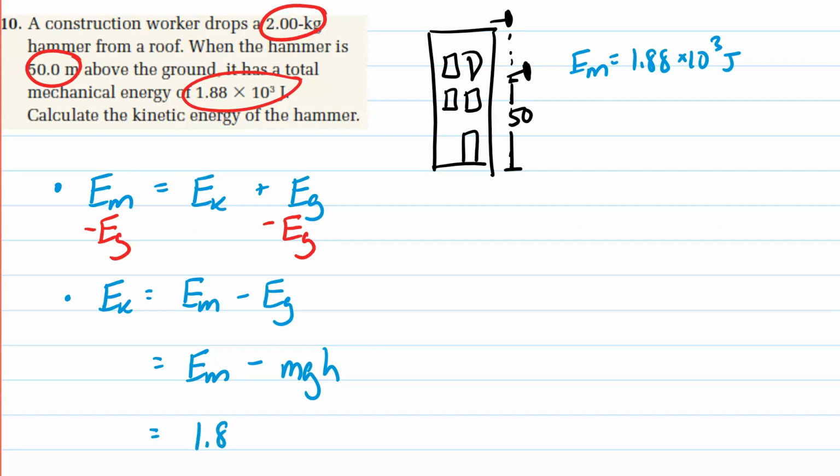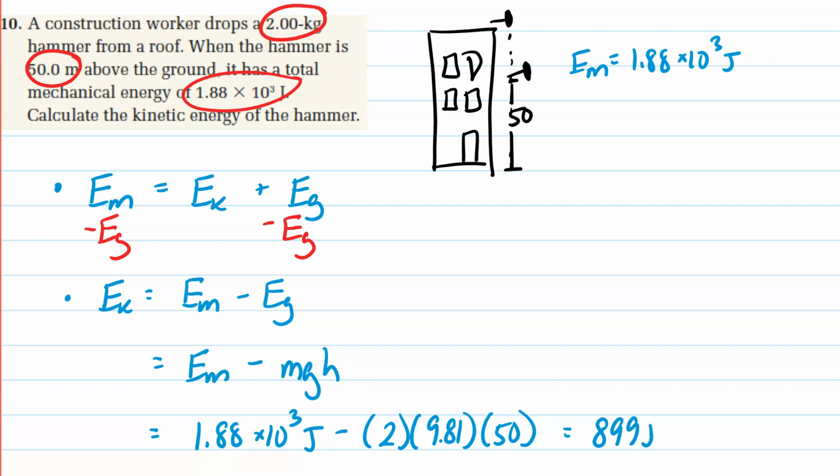Mechanical energy being 1.88 times 10 to the 3 joules. And then we're subtracting from that a mass of 2 times a g of 9.81 times a height of 50. Plugging all that in, you should be getting 899 joules of kinetic energy at that point. And once we have that kinetic energy, we could ask the question and answer, how fast was the hammer moving at that point?